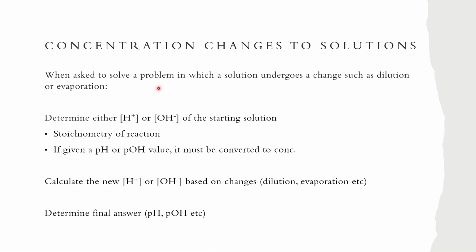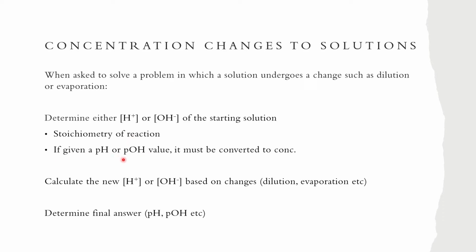So for some of the problems that we may encounter, we may be asked to complete a calculation in which we have a solution that has a starting concentration and undergoes some sort of change. These changes a lot of the time would be something like dilution or evaporation. What we'll need to do first is figure out what the starting concentration is, and in particular, either hydrogen ion or hydroxide ion concentration. We could use the stoichiometry of the reaction itself. We may need to use some empirical formula concepts as well to be able to find that concentration.